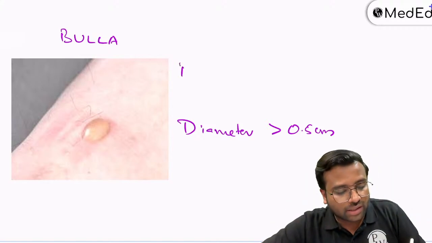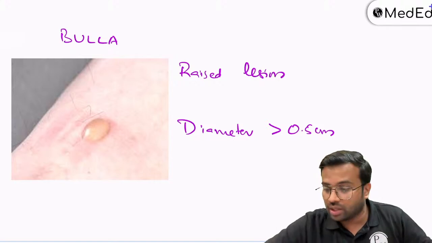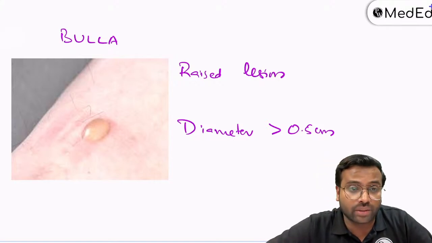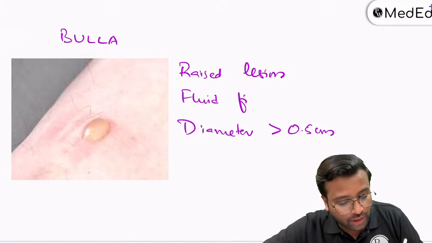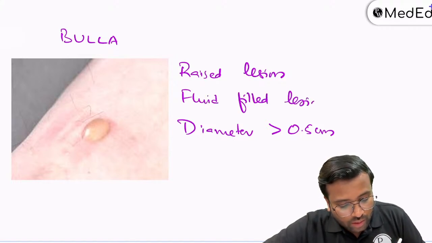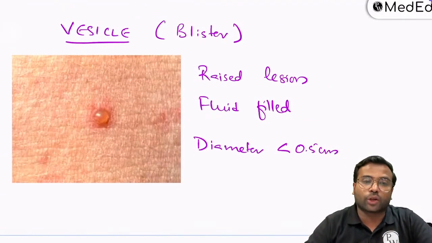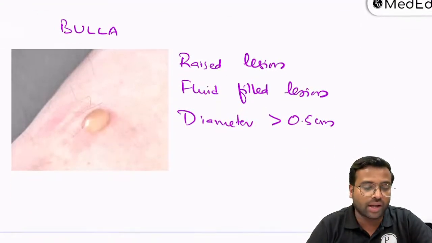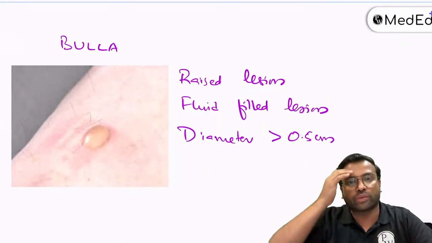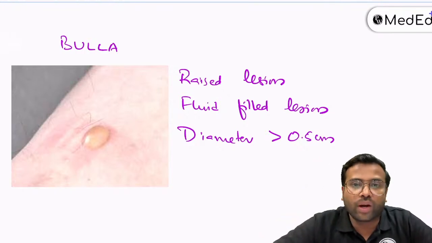So what is this? This is also a raised lesion, and this is also a fluid filled lesion. Now it is very, very important that you understand this basic concept. A vesicle is less than 0.5 centimeter and a bulla is going to be more than 0.5 centimeter. Both are going to be filled with fluids. Now let us come back.